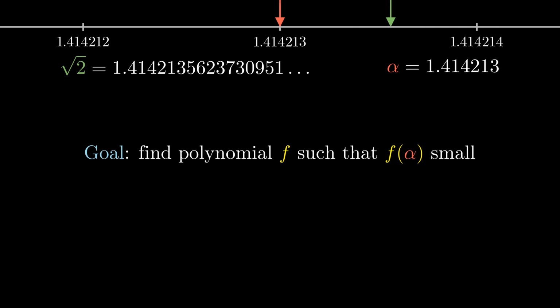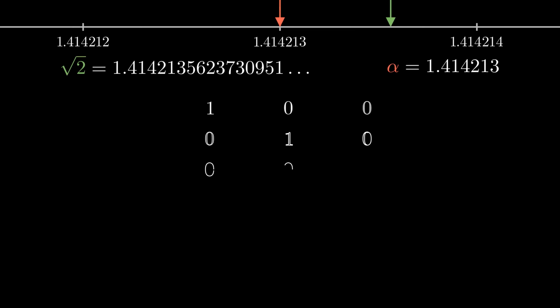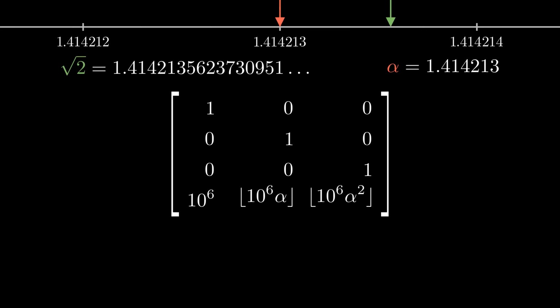If you cleverly choose the degrees of the polynomials that you look at, you can use this process to find the minimal polynomial of the square root of 2, or whatever algebraic number you happen to have an approximation of. To do this, consider the lattice spanned by the columns of this matrix. We construct this matrix by taking the identity matrix and appending the row 10 to the 6, the floor of 10 to the 6 times alpha, and the floor of 10 to the 6 times alpha squared.